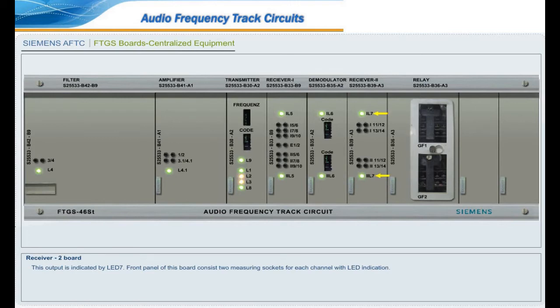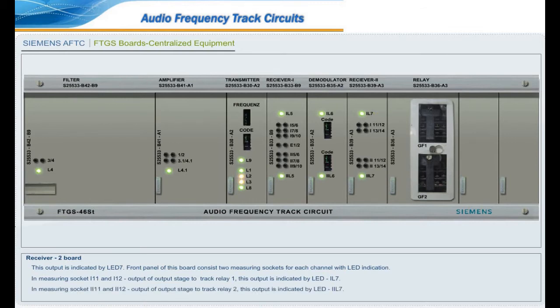Front panel of this board consists of 2 measuring sockets for each channel with LED indication. In measuring sockets 111 and 112, output of output stage to track relay 1. This output is indicated by LED 1. In measuring sockets 211 and 212, output of output stage to track relay 2. This output is indicated by LED 2.